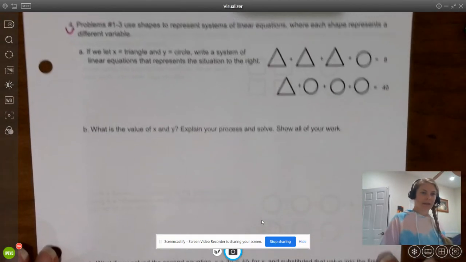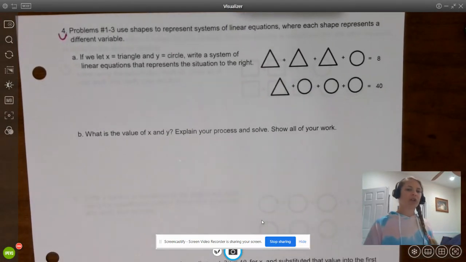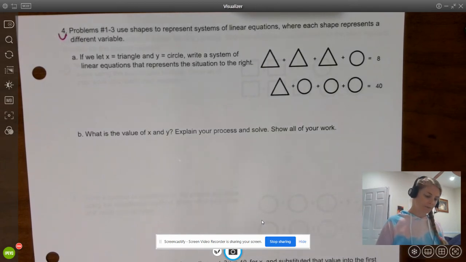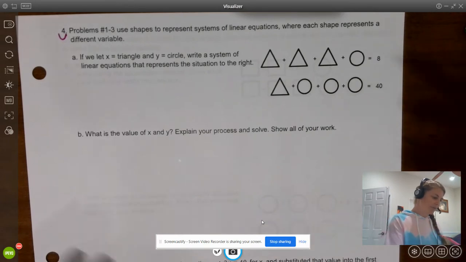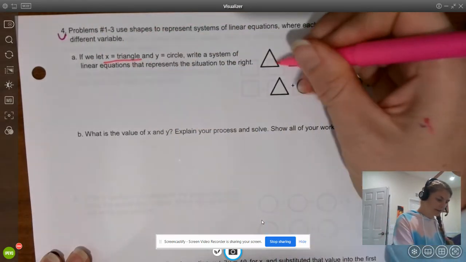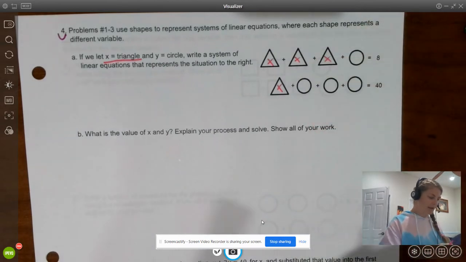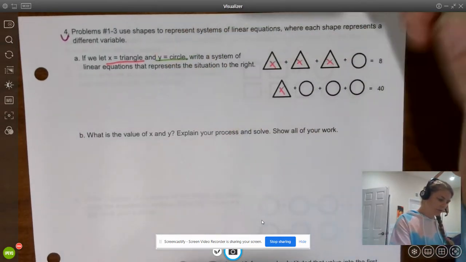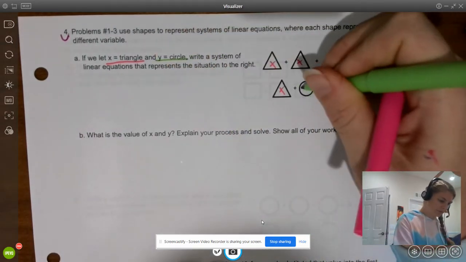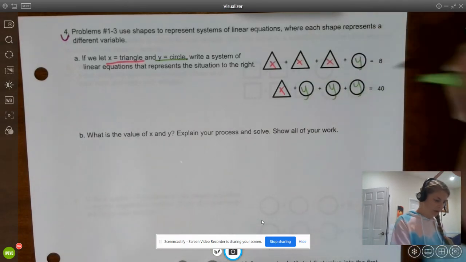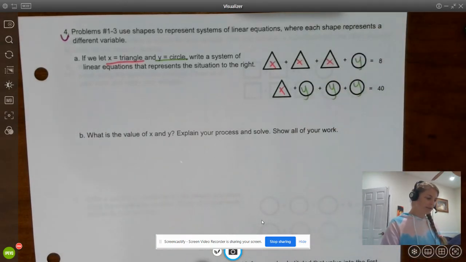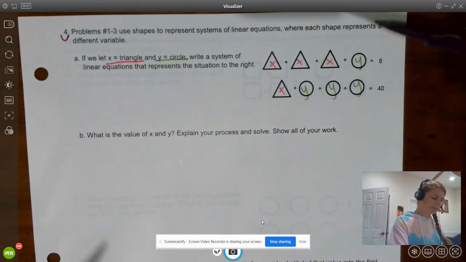Problem number 4. It says problems 1 through 3 use shapes to represent systems of linear equations where each shape represents a different variable. So here it says if x is equal to triangle, and I like putting my x's on the triangle just so I don't mess this up, and y is equal to circle, so I'm going to put y's on my circle. Write a system of linear equations that represents the situation to the right.